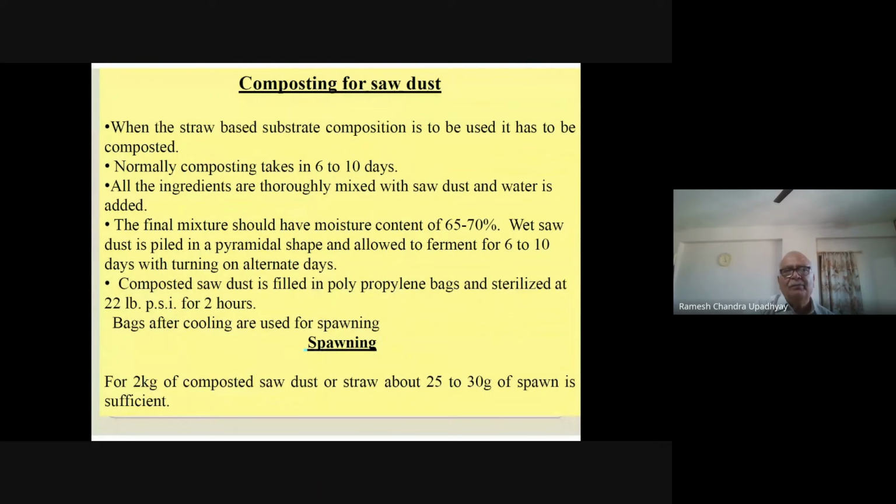And then these polypropylene bags are sterilized in an autoclave. After sterilization, you mix in the spawn. For 2 kg of composted sawdust, about 25 to 30 grams of spawn is sufficient. And if you have your own spawn facility, you can add extra spawn, which will help in getting more, earlier and faster production.